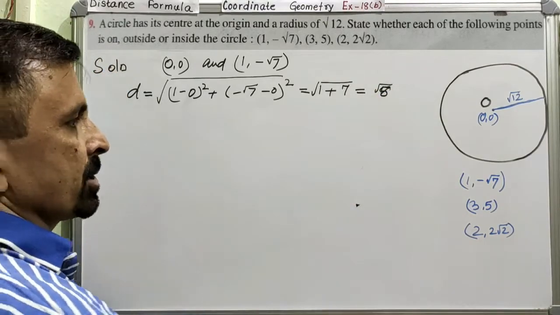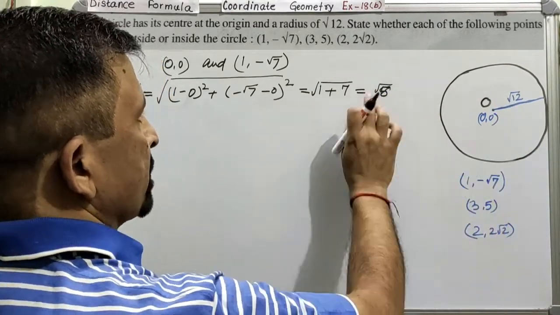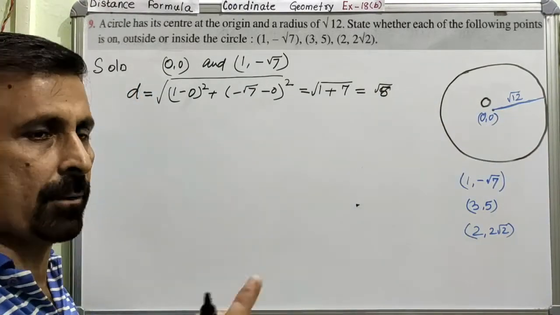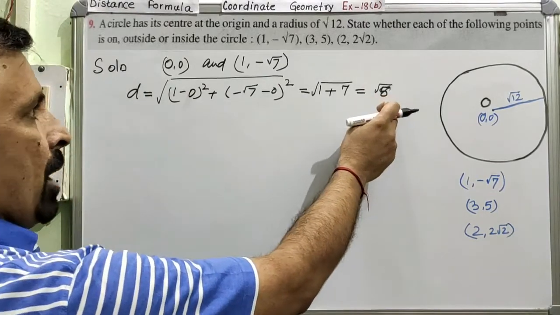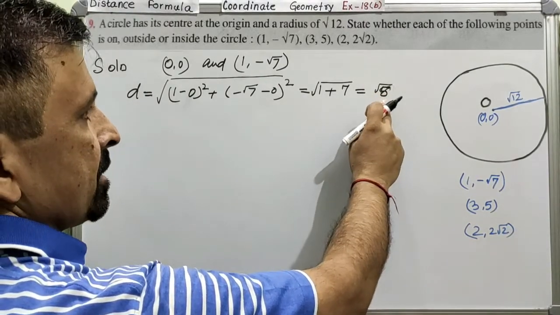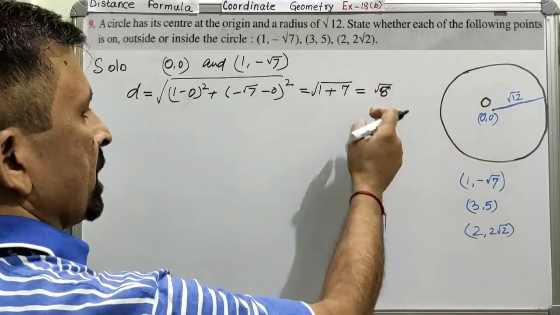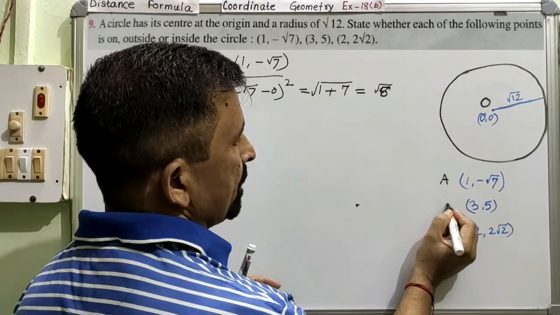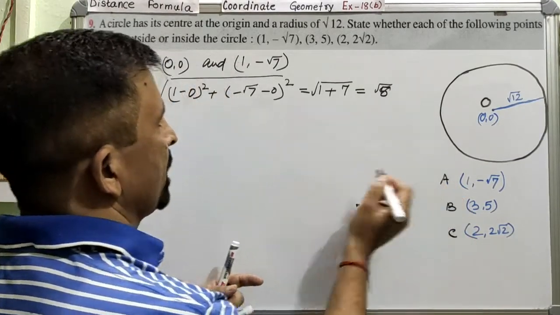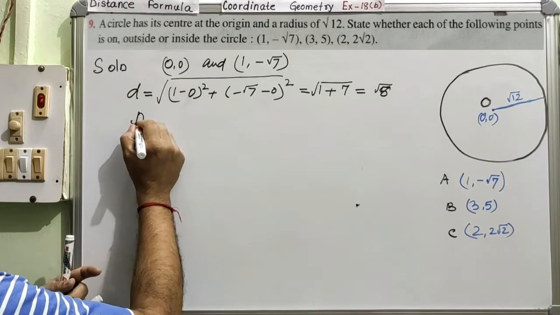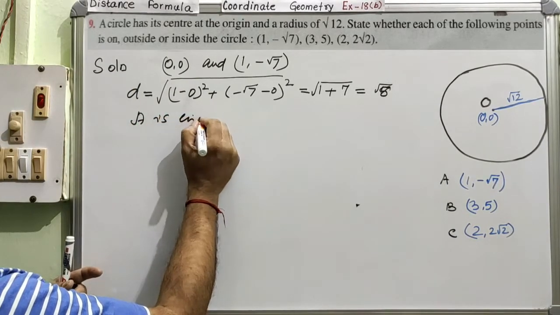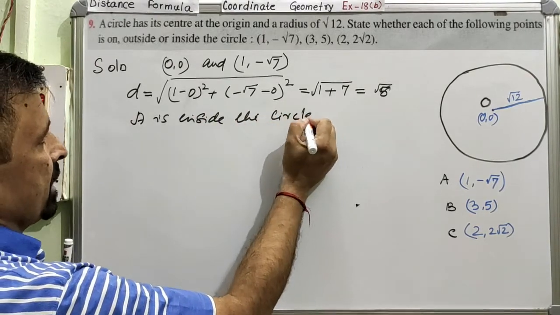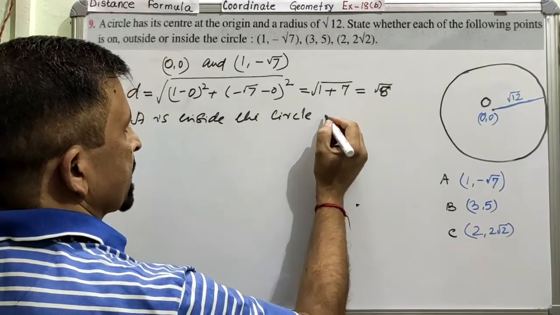Now look here, because your answer is in radical form, don't try to simplify this answer, let it be in the radical form only, so that the comparison will be easy when the numbers are of the same type. So now what we can see here is this radicand is smaller than that radicand, that means this point is inside the circle. So I will name this point A, this is B, and this is C. So we can say A is inside the circle. This is because the distance has come less than this.